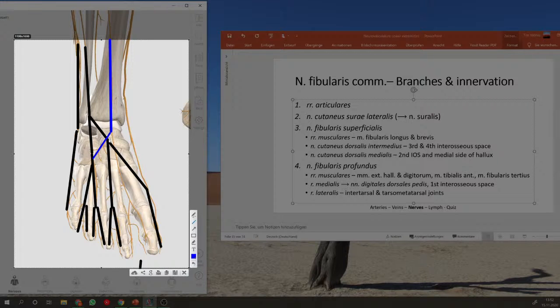So I hope it's clear now. And we also have some lateral branches for the joints, for the intertarsal and tarsometatarsal joints. Again, this is Hilton's law, because nervus fibularis profundus will act. Okay, never mind. But I hope this is clear now. So the distribution and the innervation of the foot. So keep this in mind, and let's continue.